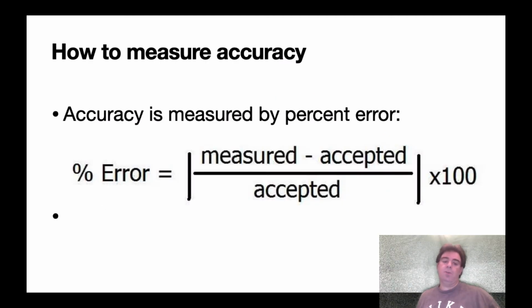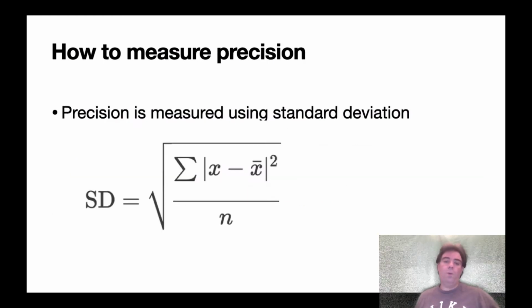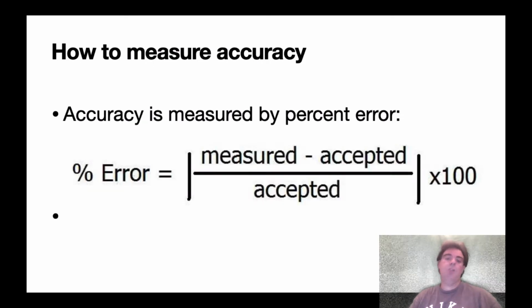So how do we measure accuracy? Accuracy is measured by percent error. That is basically the absolute value of your measured quantity minus the accepted, over the accepted, times 100. On the other hand, how do we measure precision? Precision is measured using standard deviation. In our courses, we are not going to look at standard deviation at all. That is mostly a subject for statistics, so you would see that in your future classes. What we are going to see is accuracy. You would have to obtain a percent error and compare it with the correct or accepted value.